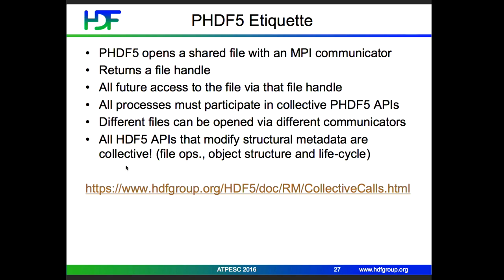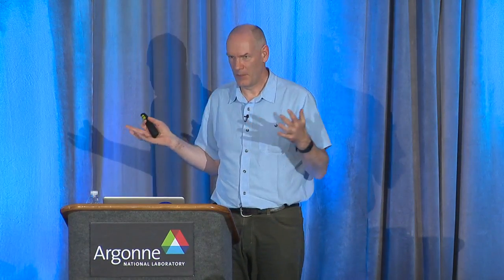Now, earlier I mentioned there are additional knobs and APIs, but then there is also an etiquette, rules of behavior for how you should apply these. So parallel HDF5, as we just saw, opens a shared file with an MPI communicator. It can be MPI_COMM_WORLD, but you will typically have subsets of processes that deal with I/O, and they are together in their own communicator. So you use that communicator, and that returns one of these file handles. And all future accesses to this file will happen through this file handle.